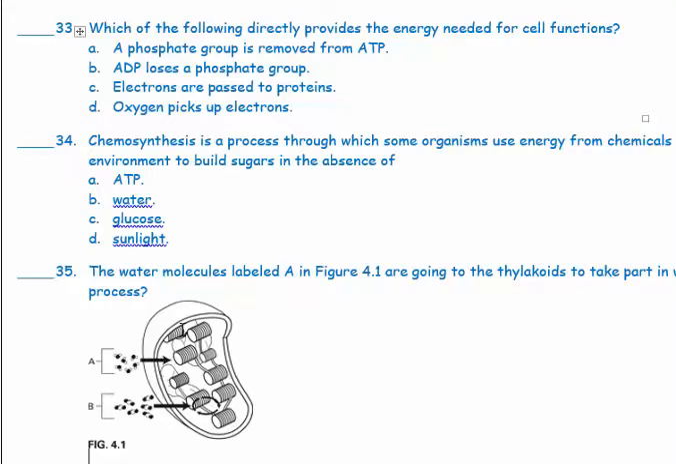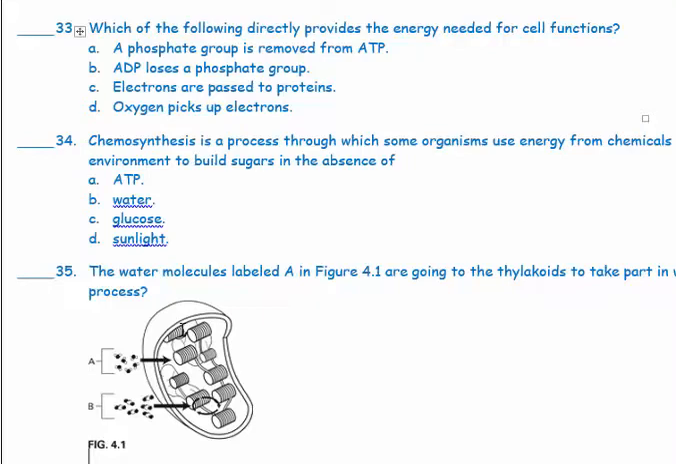34. Chemosynthesis is a process through which some organisms use energy from chemicals in their environment to build sugars in the absence of sunlight. Photosynthesis is done in the presence of sunlight. Chemosynthesis is done in the absence of sunlight.